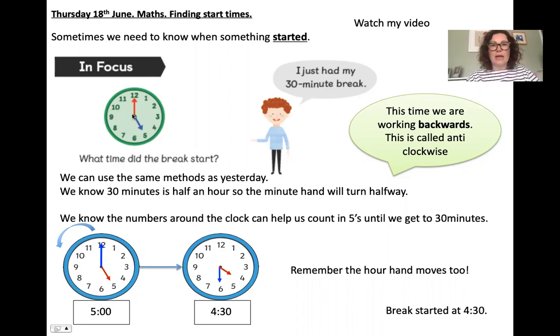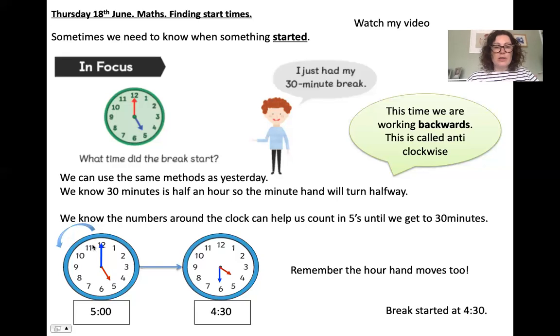We can use our known facts. We know that 30 minutes is half an hour, so the minute hand will have turned halfway round the clock. This time, we're working backwards. We're going anti-clockwise. So the minute hand will go back halfway to land here, saying it's 4:30.